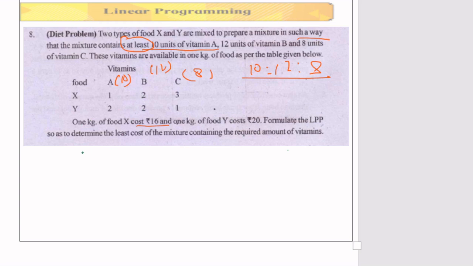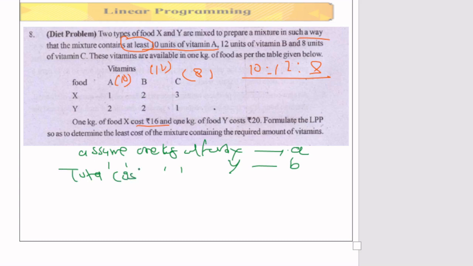So let's assume 1 kg of food X is X. If it is confusing, you can take another variable A. Similarly, 1 kg of food Y, take B. So total cost is equal to 16A plus 20B. This is the total cost which you have to minimize, subject to what? You need to find the other conditions also, right?